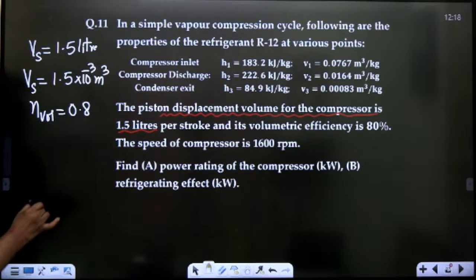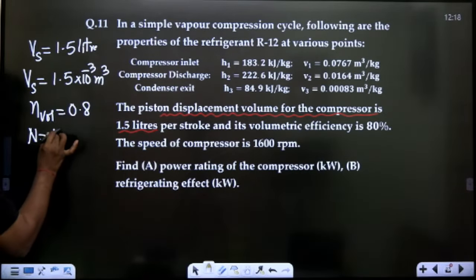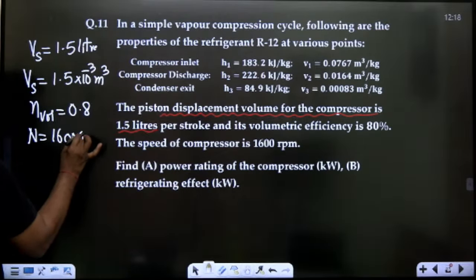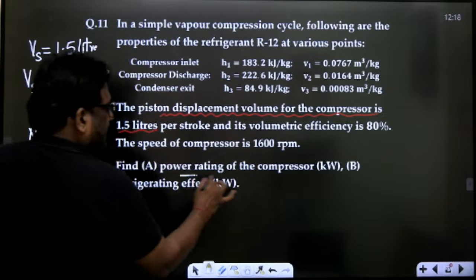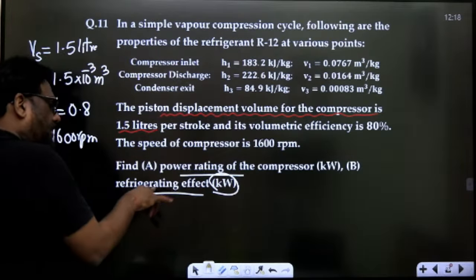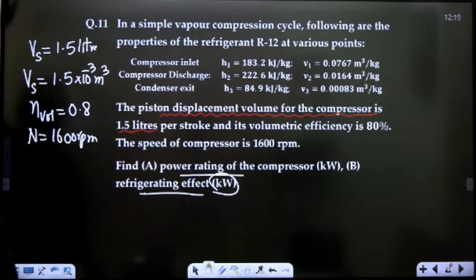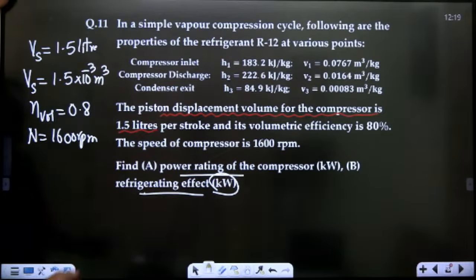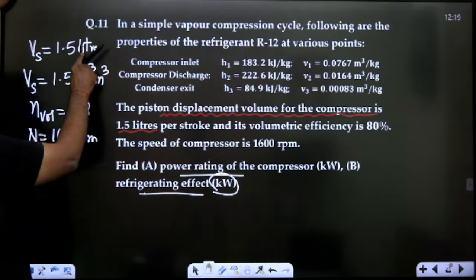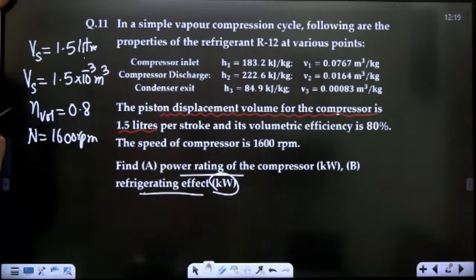80%. The speed of the compressor is 1600 rpm. What is the power rating of the compressor and refrigeration effect? Both are in kilowatt. This means refrigeration effect means refrigeration capacity. Now look, some data is given. Look once, I converted liter to meter cube. How will we calculate, sir, my dear friends?